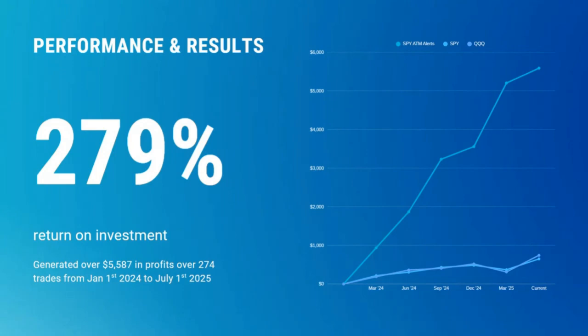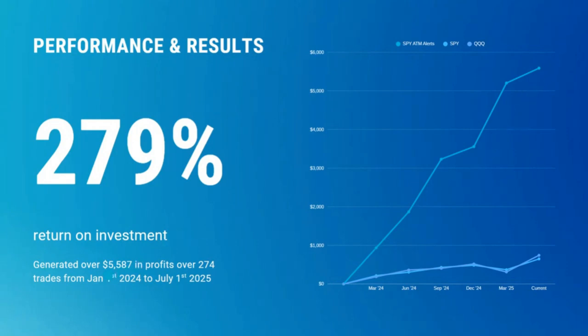Here are the results from January 1st, 2024 to July 1st, 2025. You can see down here SPY and the Qs if you were to buy and hold those with $2,000. And up here is SPY ATM. If you were to start with $2,000, here's what your profit looks like with SPY ATM.